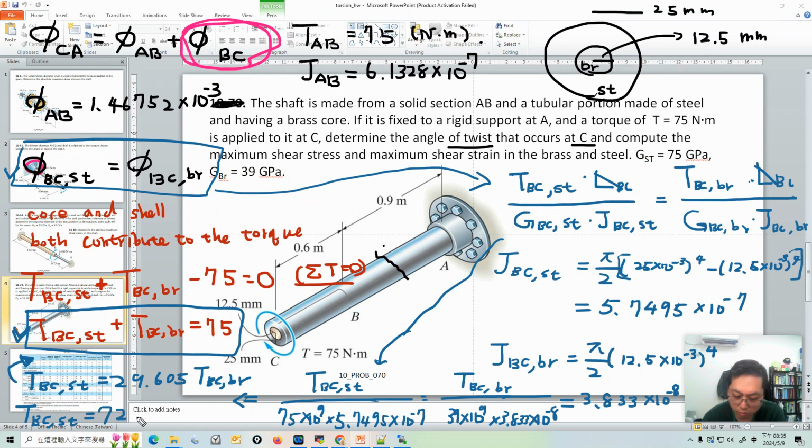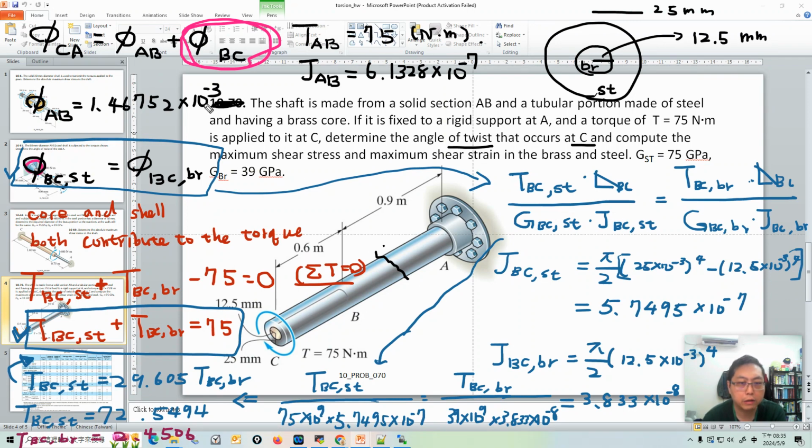72.5494. Maybe I just write here. I don't really have any space right now, so maybe I change that card. And then you have T_BC,brass. What's the value? Because added together it is 75, the remaining part is 2.4506.